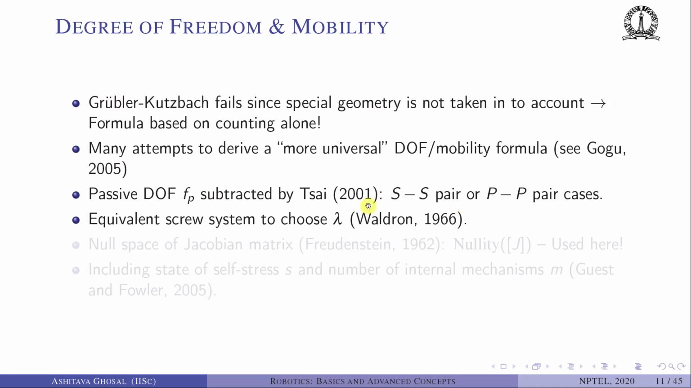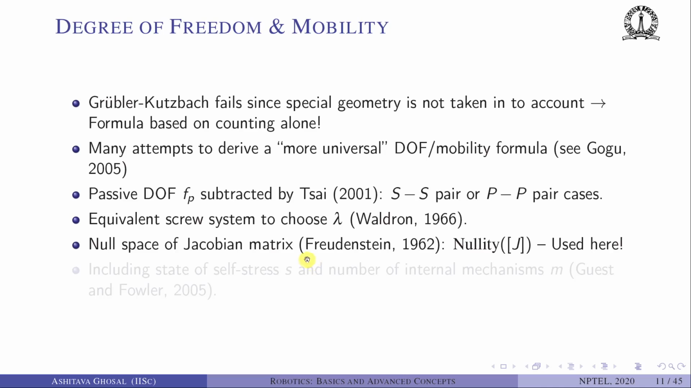Waldron, earlier to that, said that we need to choose this lambda properly. As I said, lambda is equal to 6 if it is moving in 3D space, and lambda is equal to 3 if the motion is planar. So he suggested that we need to use a different value of lambda depending on what the actual degrees of freedom are. If there are over-constraints, then lambda should not be 6 or 3.